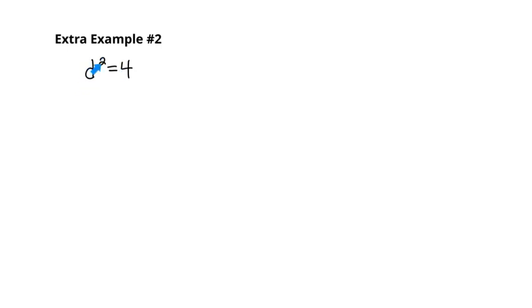So in order to undo the square, we're going to take the square root. So that's the opposite operation. So we're going to square root both sides. That's you showing your work here. And then what's the square root of d squared?